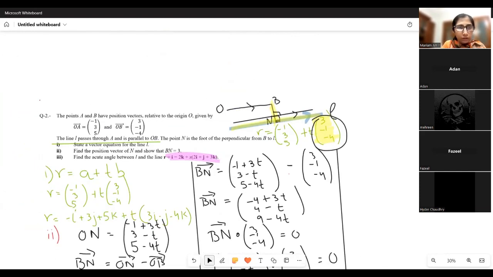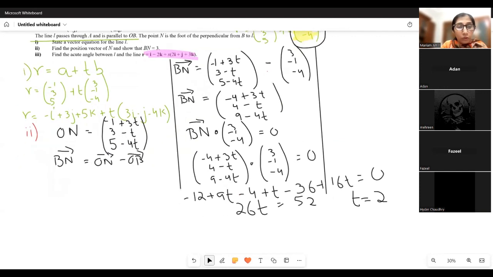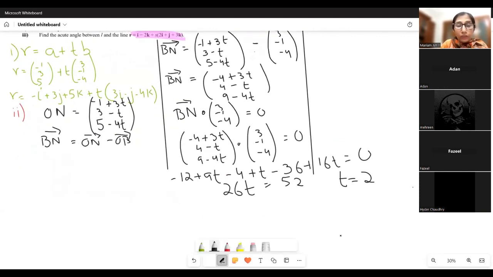Let me check. Is t 2? Yes, thank God, t is 2. Okay, so what did we have to find? Find the position vector of N. So now we'll have the position vector of N because we have the value of t. So we'll get the position vector from here.